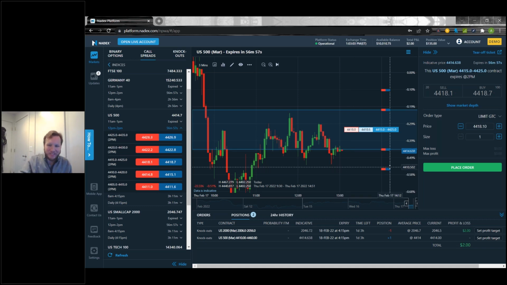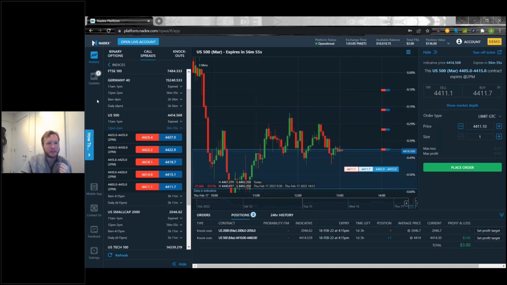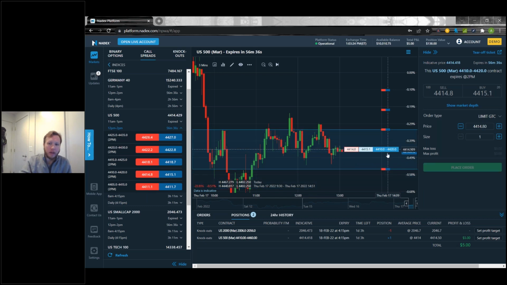Let's actually get into one of these call spread contracts. With the call spread contracts, you'll notice we do have a lot more different expiration times for these. And that's sort of needed, right? With the knockouts, you only need one expiration time because it'll knock out and the contract will be over, and you get to get into a new one, while with the call spreads you might need a little bit of time to actually be correct.